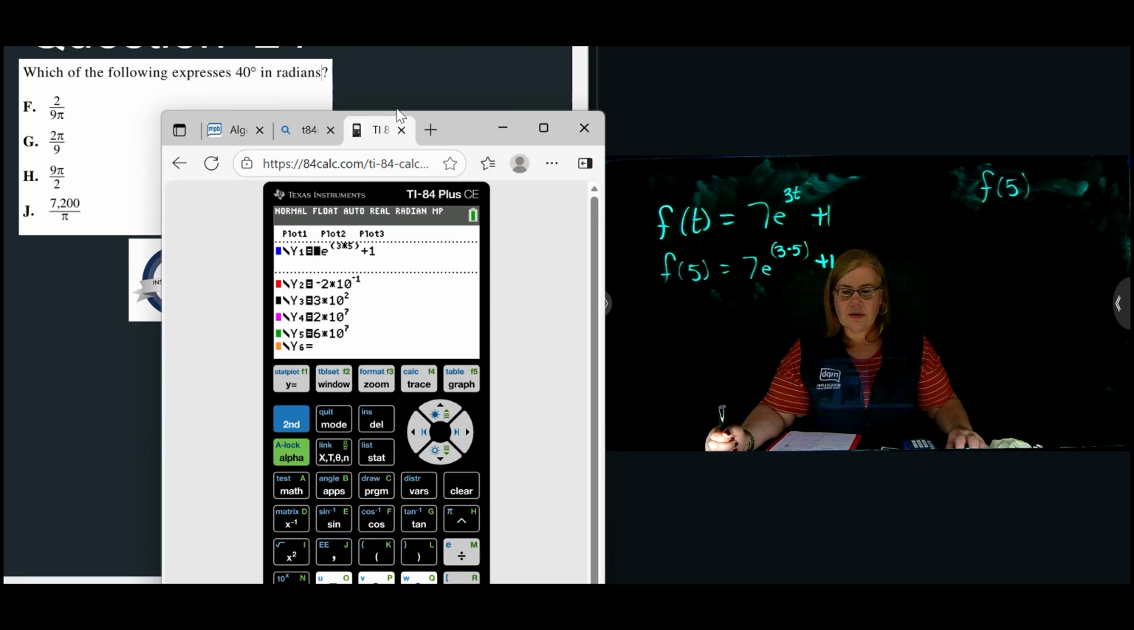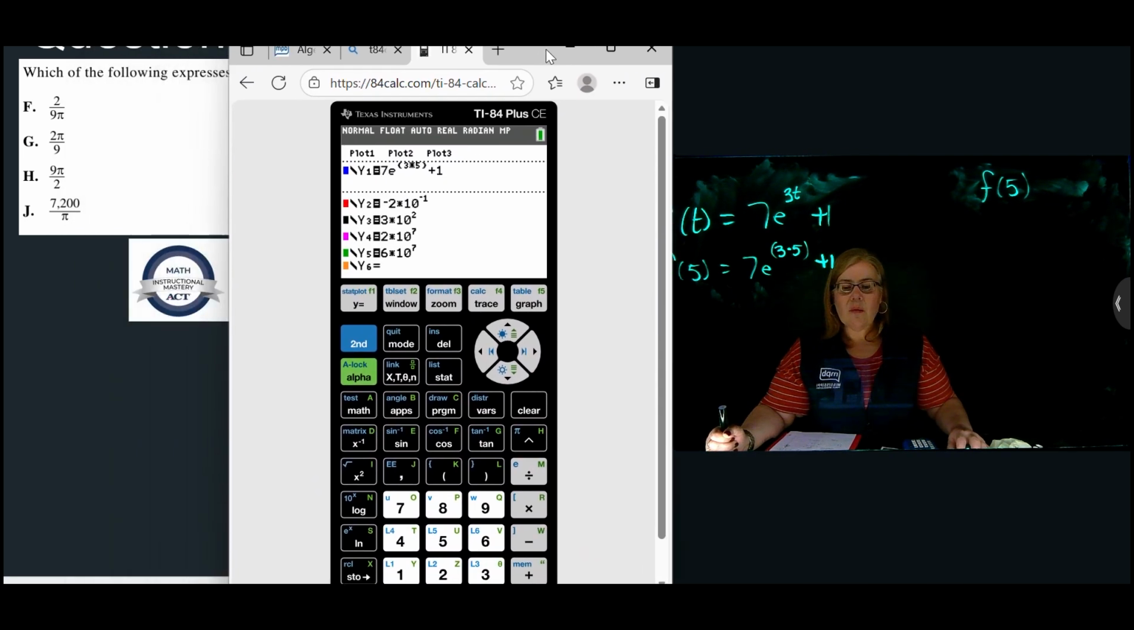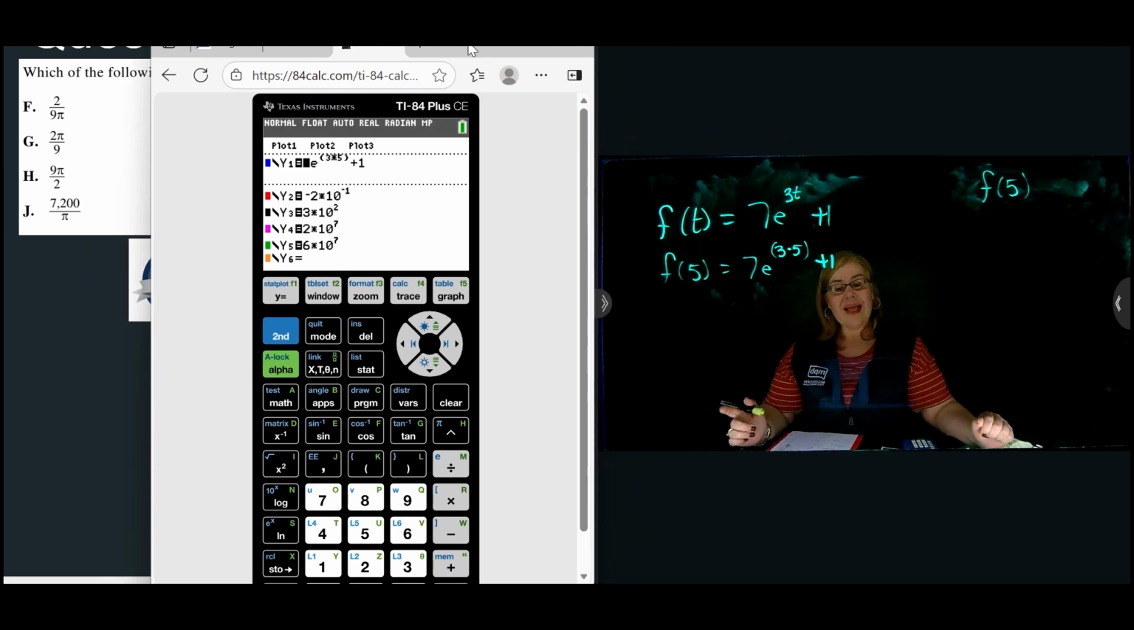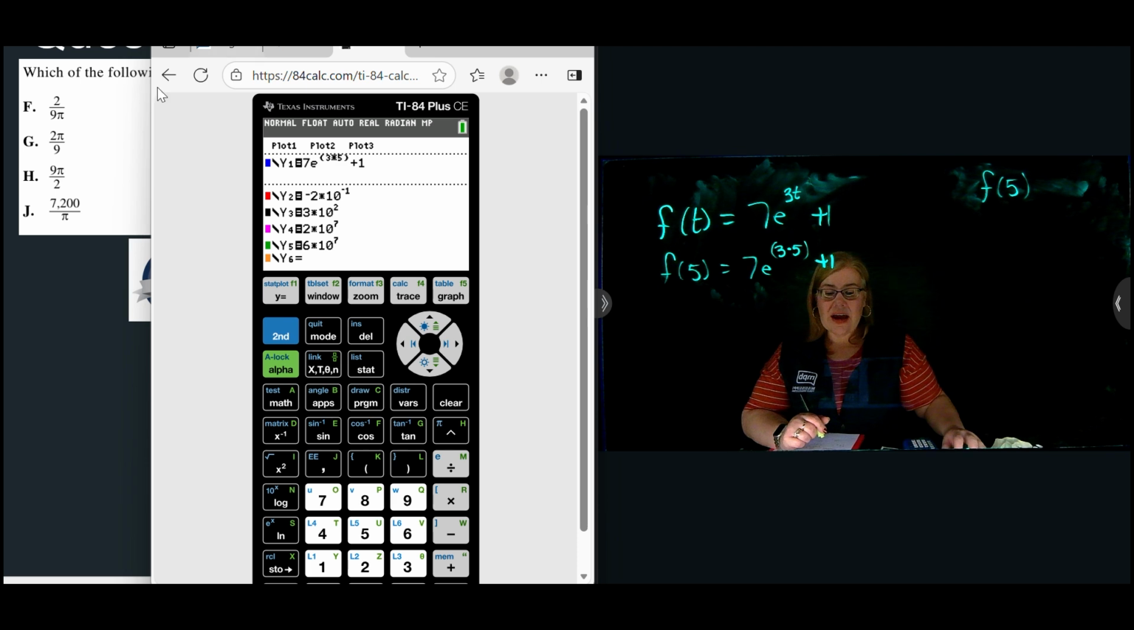Okay, so our calculator is here. Now, one thing I want to tell you, a lot of you are saying, Miss Killen, I know how to do this. I don't have to use the calculator. That is true. I want you to know that there is a degree function on here.